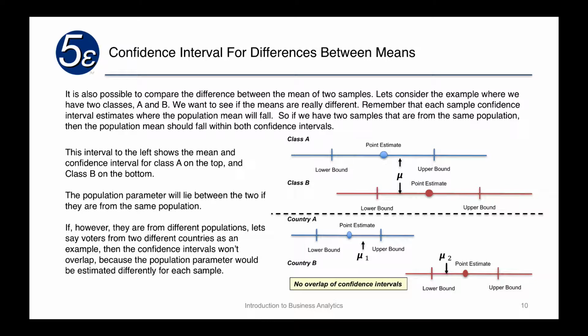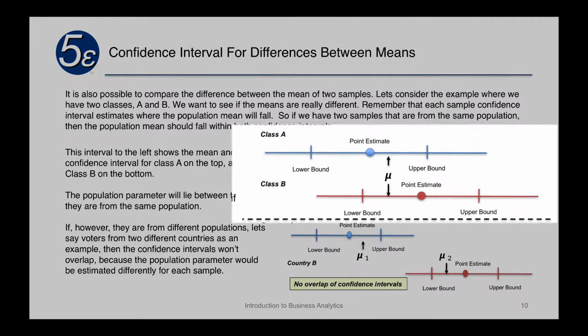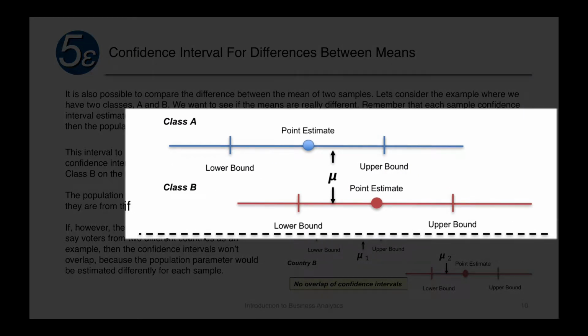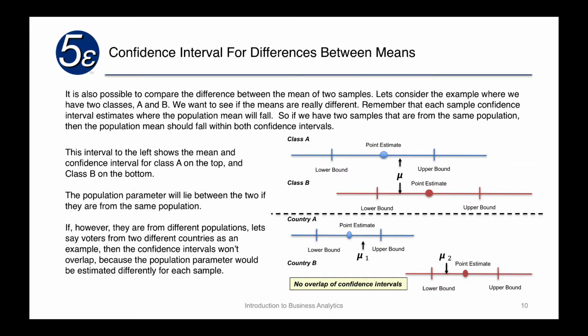Well, in this case, we have two graphs here. We have a class A and class B. And we see that here's our confidence interval for class A, and here's our confidence interval for class B. And we know that the population parameter is going to have to sit between the confidence intervals. So if they overlap, then the population parameter is probably going to sit in that overlapping section. And we could see that between class A and class B.